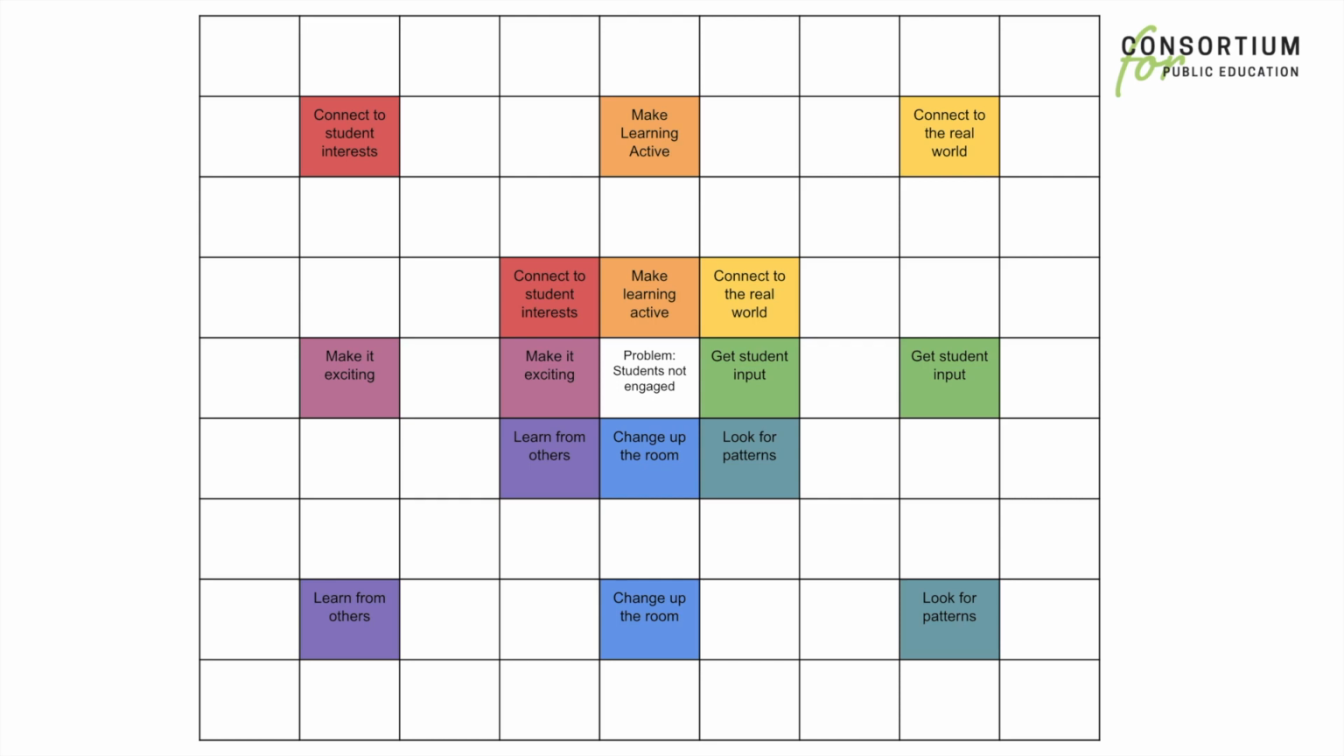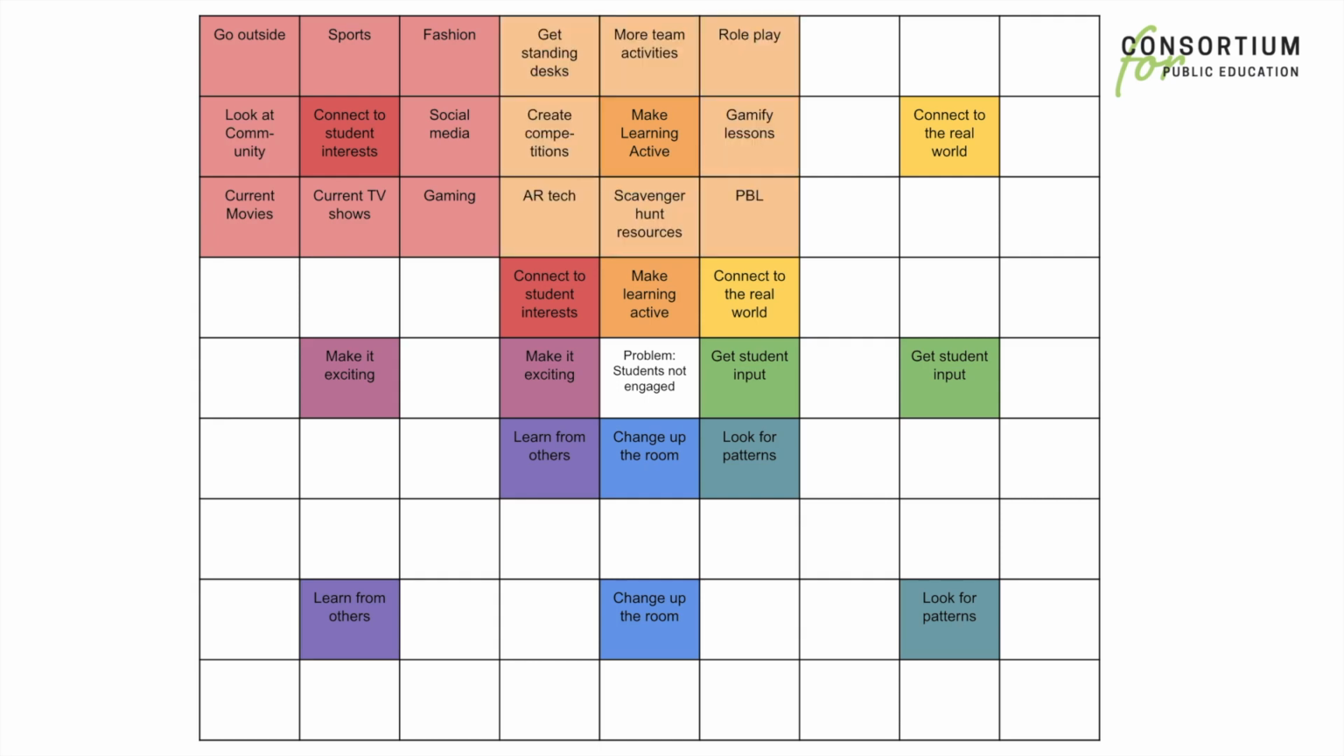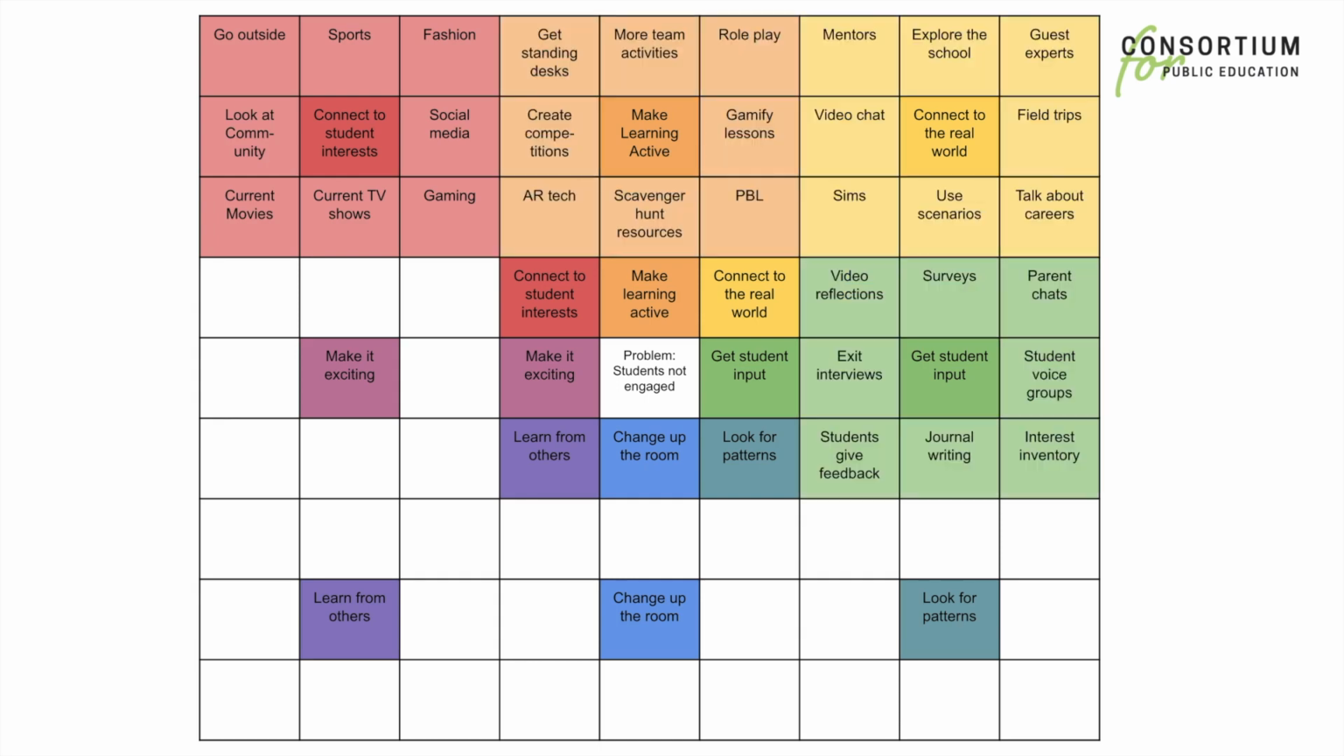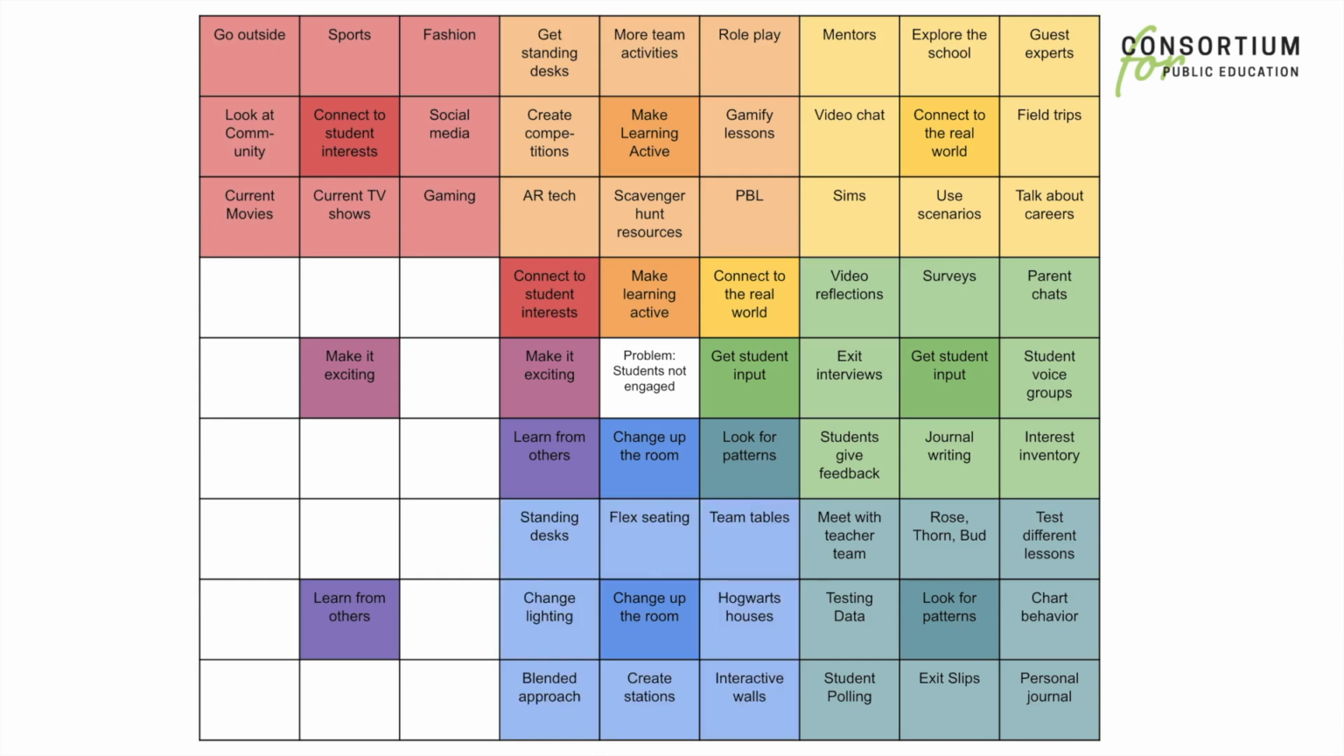So perhaps we name some of the things that interest students in class, like going outside, sports, fashion, social media, gaming, current TV shows, current movies, and their community. We then repeat this process for the other 7 solutions listed on our grid.